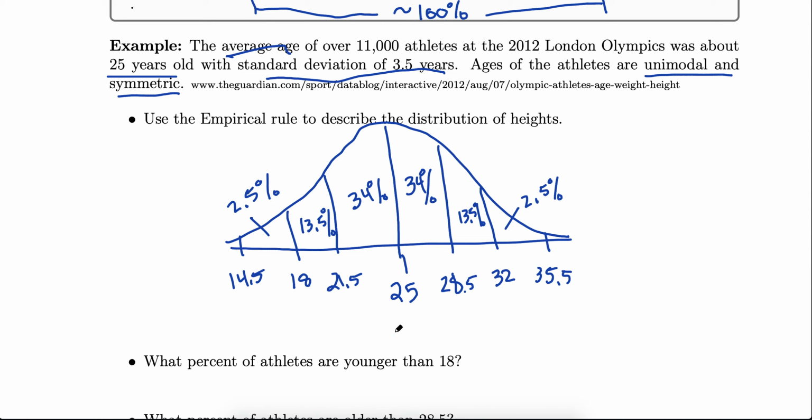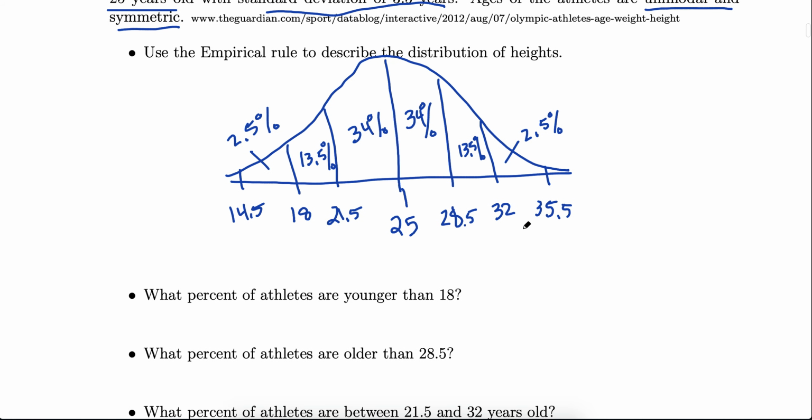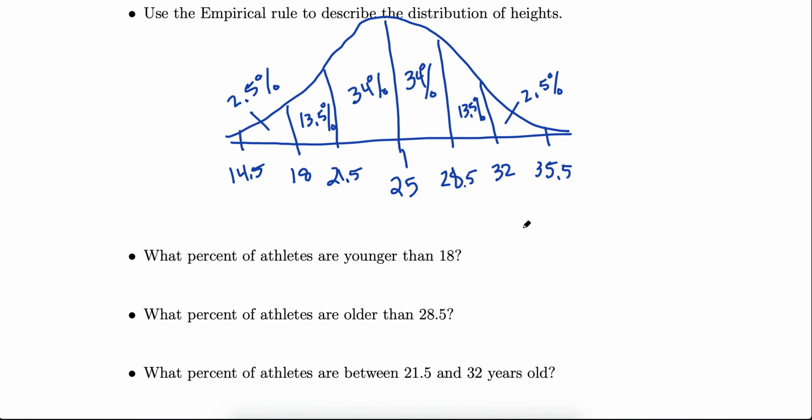All right, so once you've drawn the picture, even if the homework problem does not ask you to draw the picture, I would highly recommend it because now it's going to be really easy to answer some questions using our picture. So for example, what percent of athletes are younger than 18? We're going to look at, here's 18 years old. Look at all the area younger than that. So this part, 2.5% are younger than 18.